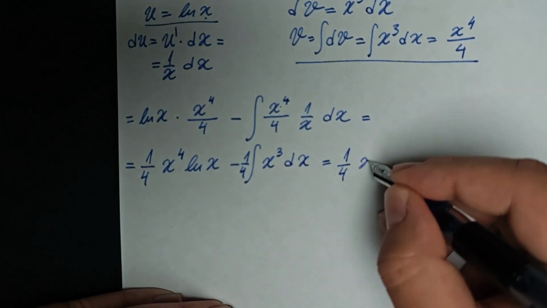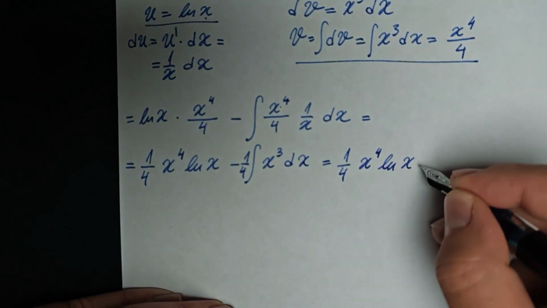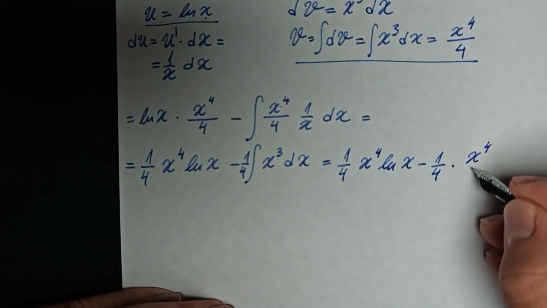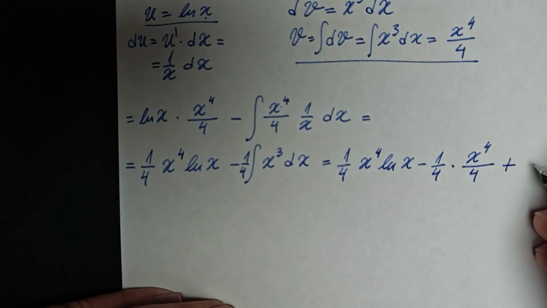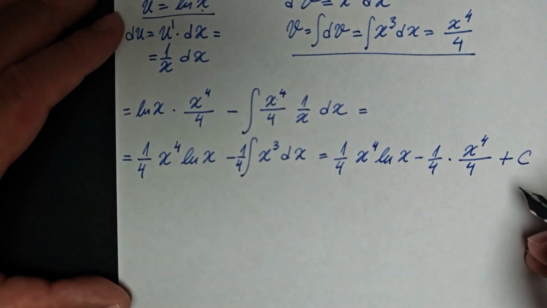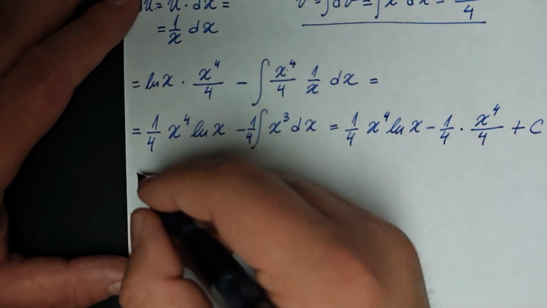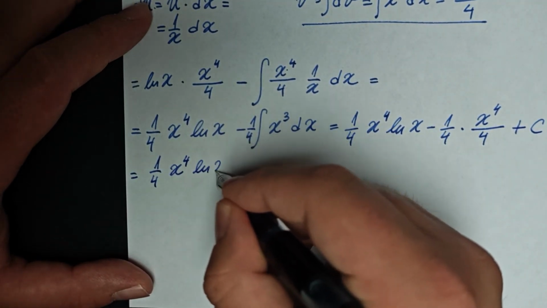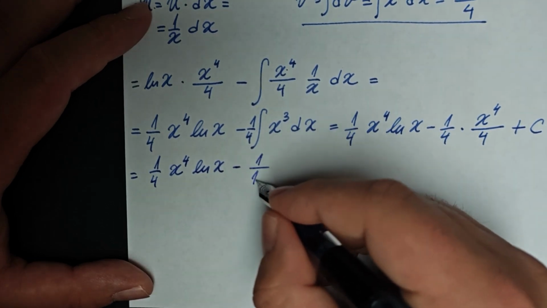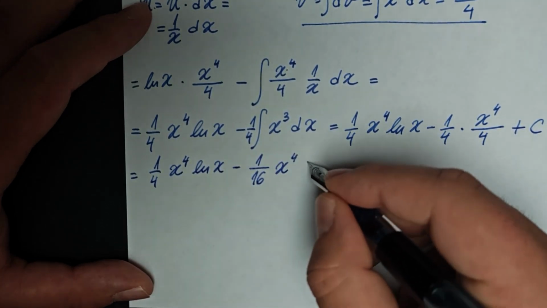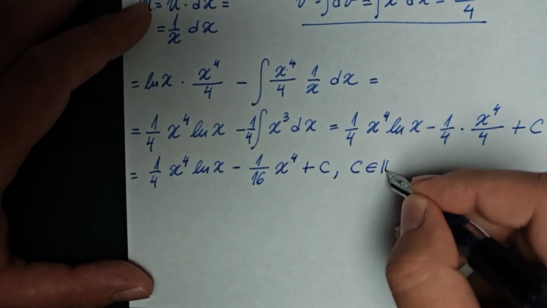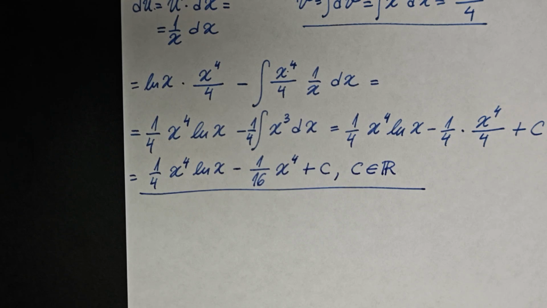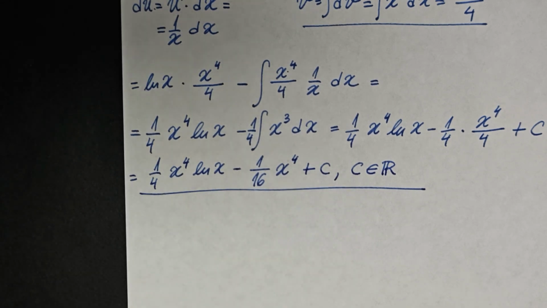This is 1/4 of x to the 4th power ln x minus 1/4 multiplied by x to the 4th power divided by 4, and we have plus that real constant c at the end. So this is 1/4 x to the 4th power ln x minus 1/16 x to the 4th power plus c, where c is a real number. And this is the final solution of the integral which we had started from.